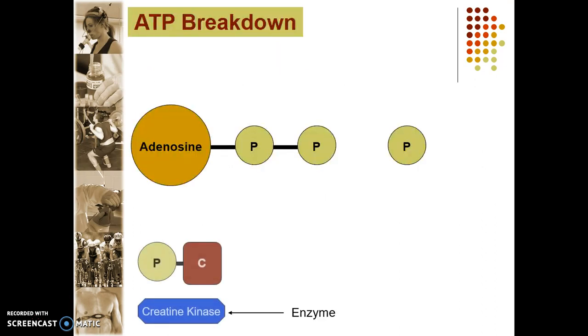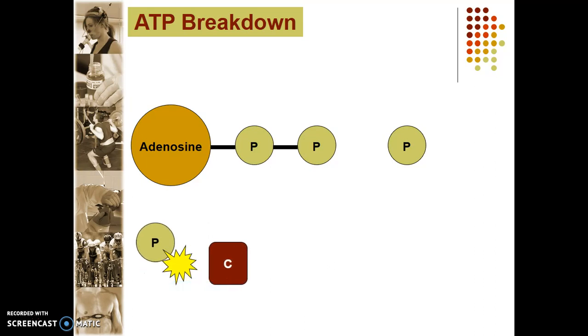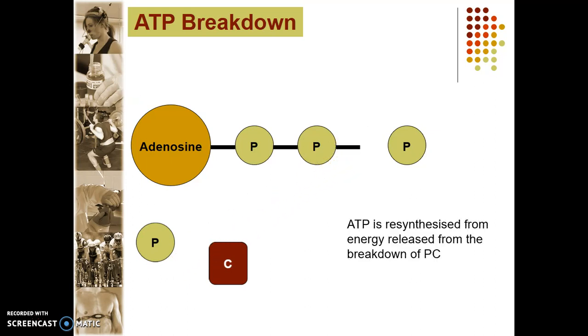So this is what happens with phosphocreatine. This is the ATP-PC System. Now you can see the PC at the bottom, the phosphocreatine. Creatine kinase is the enzyme. It attaches to the phosphocreatine, splits them up. So we have the free phosphate. That free phosphate joins on with ADP to make ATP, so it's resynthesized and we can have energy once again. That's released from the breakdown of PC.